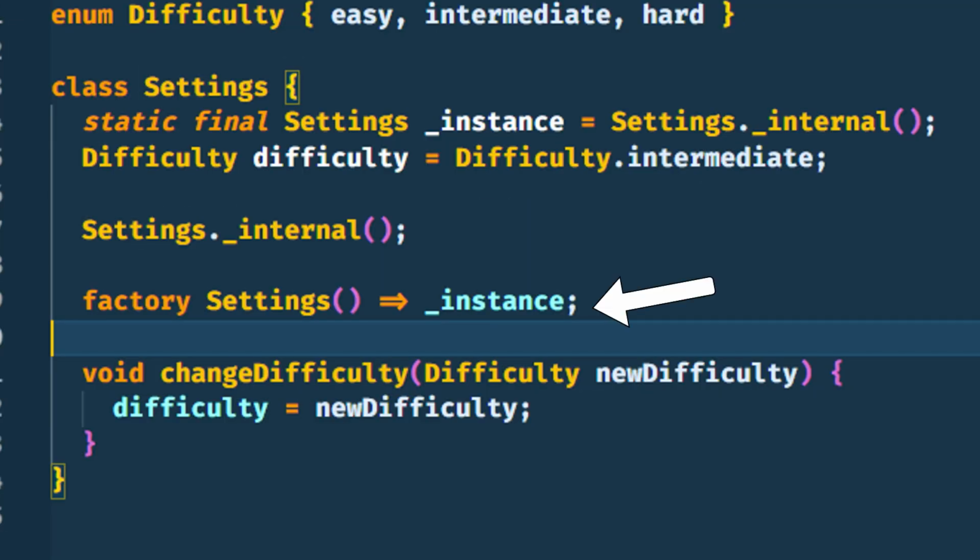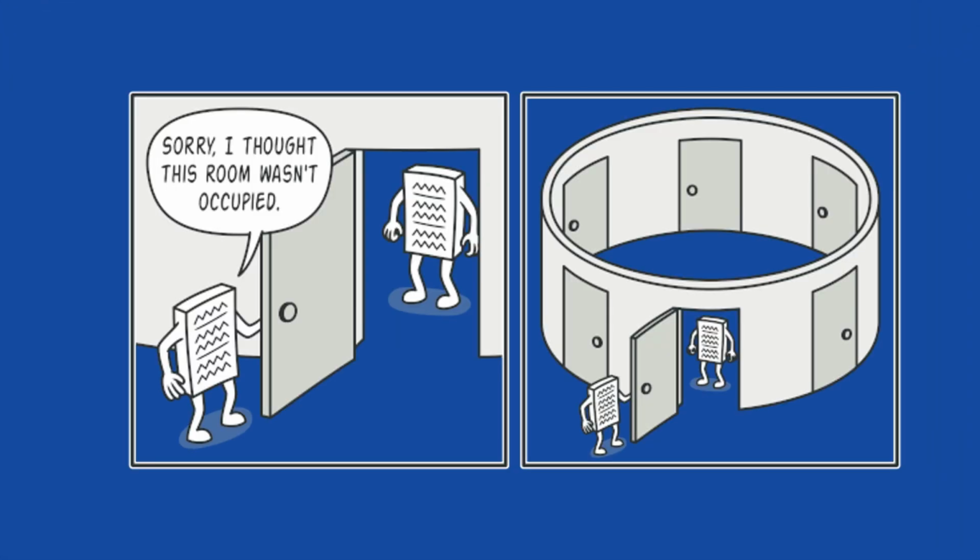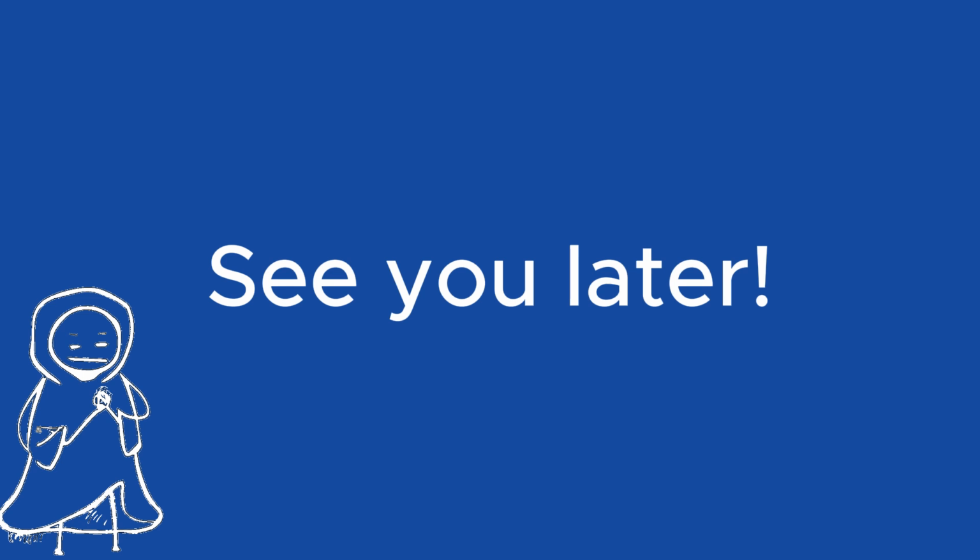So, how did this happen? It's because of the factory constructor. Instead of creating a new instance, it keeps returning the same private static instance over and over again. And that, my friends, is the power of singletons. I hope you got the hang of singletons.